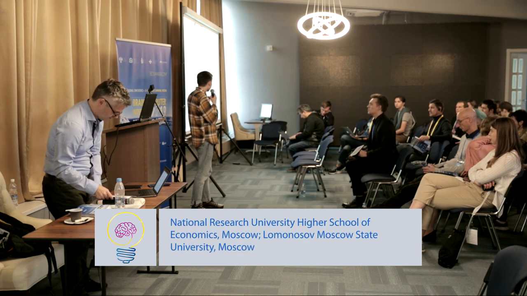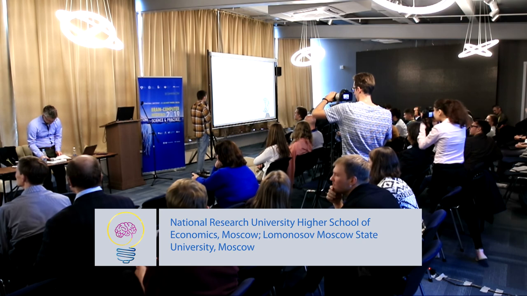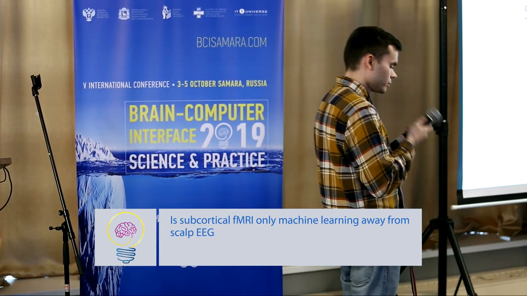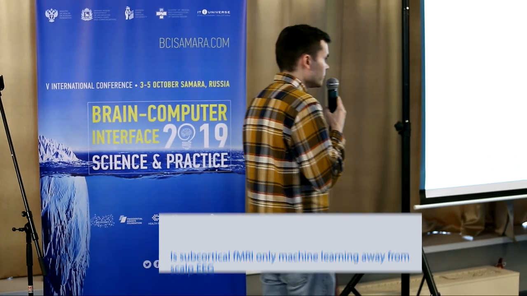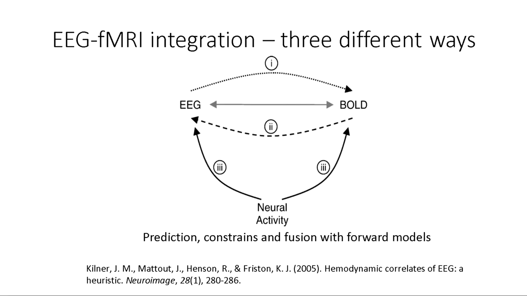My name is Ilya, and I'm a master student at the Higher School of Economics and the Center of Bioelectric Interfaces. Today my topic is predicting subcortical BOLD signal from concurrent EEG. Let's start with a simple scheme that was proposed by Friston in 2005. There are three different methods to integrate EEG and fMRI signal, to integrate different modalities of neuroimaging. First of all, prediction, when you predict the BOLD signal from EEG or EEG from the BOLD signal. The second method is constraints, when you use your BOLD activity as input for the dipole in the inverse solution in EEG. And the most difficult method is fusion with forward models, and it's not very reliable because it's very difficult, because we cannot theoretically make this approach.